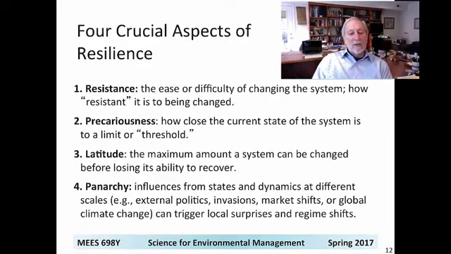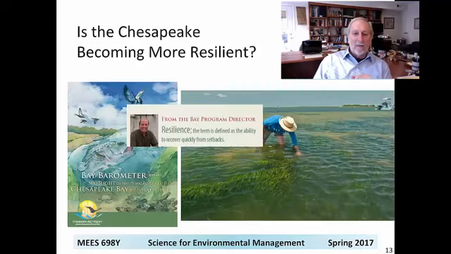And this notion of panarchy, which is, okay, we have stability, resilience within this one construct, but what if there's something that changes the whole landscape? Species invasions, market shifts, global climate change can trigger these surprises and regime shifts, changing the geography, the contours of resilience that I showed you in that simple two-dimensional diagram.